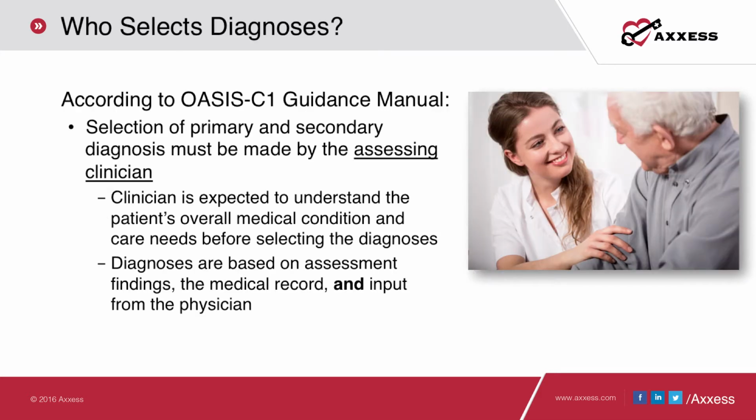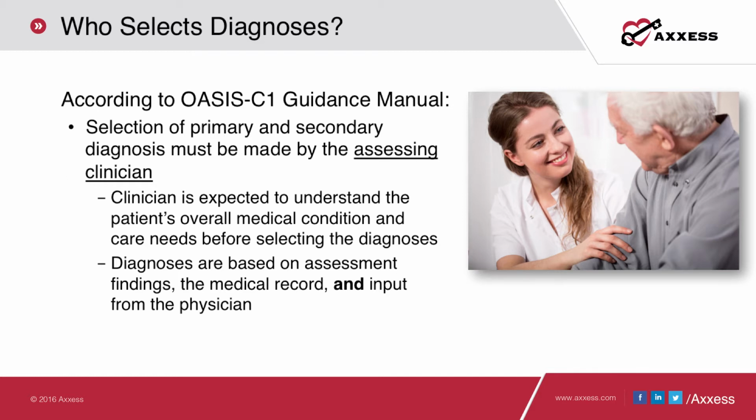As a brief refresher, we're going to talk about who selects the diagnoses on the OASIS and who actually codes those. But if you want more information on this topic, please go back and refer to our first part of the 12-part series, where we go more in depth about the selection of diagnoses and who should actually do the coding. So according to the OASIS C1 Guidance Manual, selection of primary and secondary diagnoses must be made by the assessing clinician. What that means is that the clinician in the field is expected to do an assessment and understand that patient's overall medical condition and care needs before selecting the diagnoses that belong in the primary and secondary diagnoses positions.